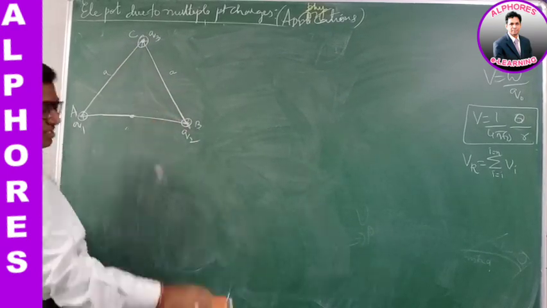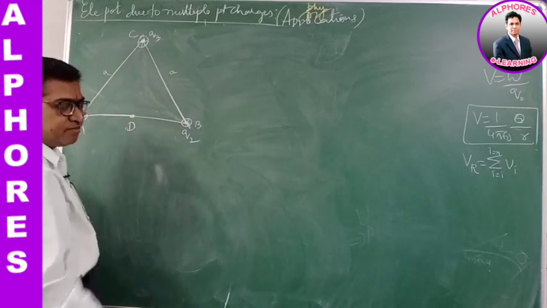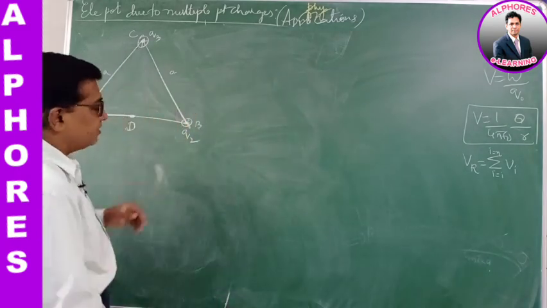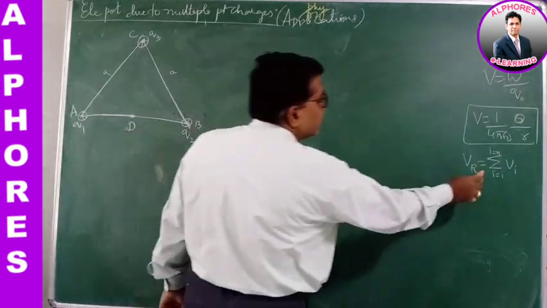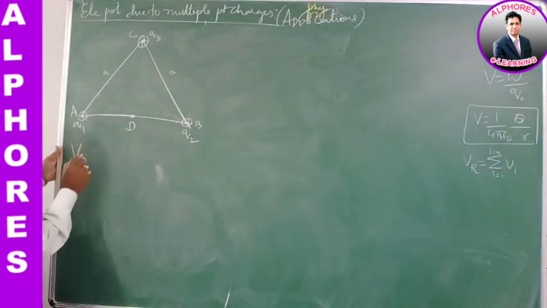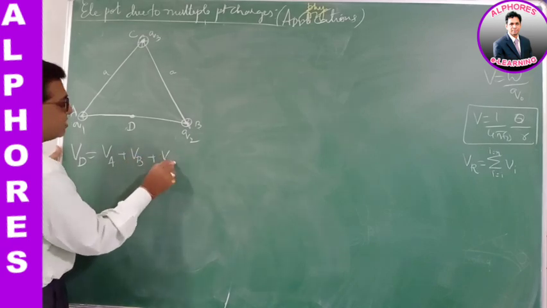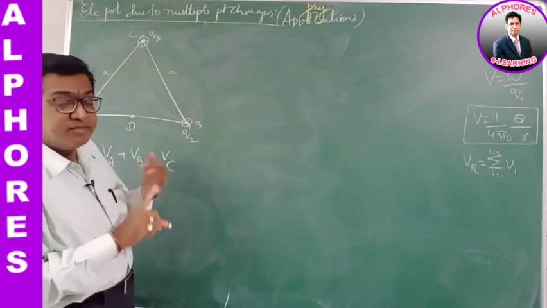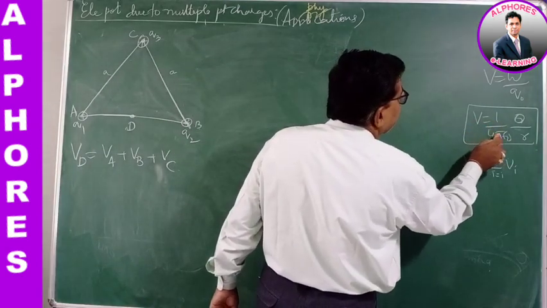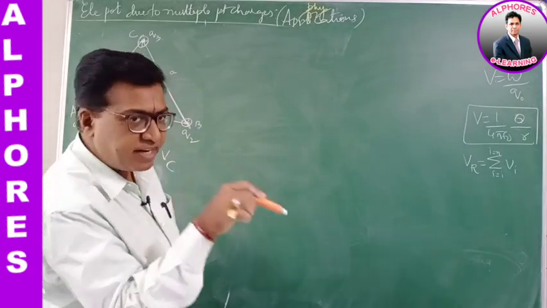Now, the question is, find the potential at point D, which is the midpoint of any side. Then what is the electric potential? Again, the total potential is the algebraic sum of all the individual potentials. So the total potential at D is the potential due to A plus the potential due to B plus the potential due to C. First point, how do we find the potential due to each charge? The potential due to each charge is 1 by 4 pi epsilon, Q by R, that is, charge by distance.